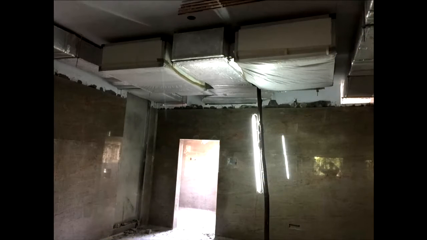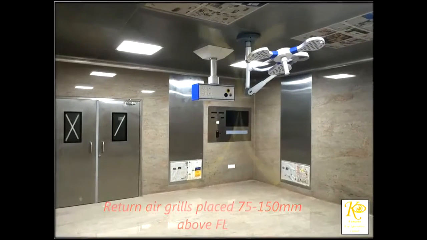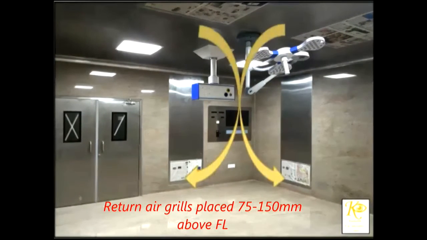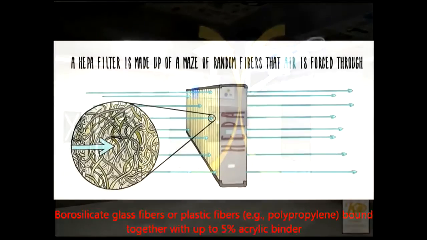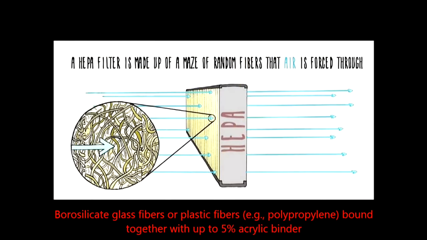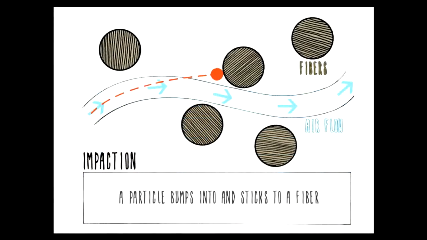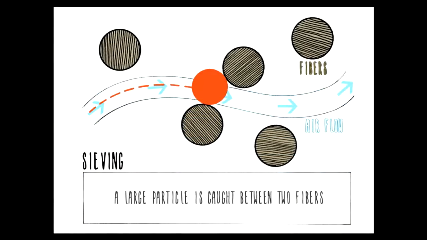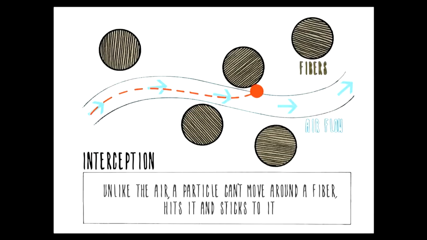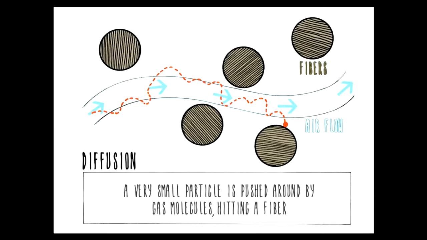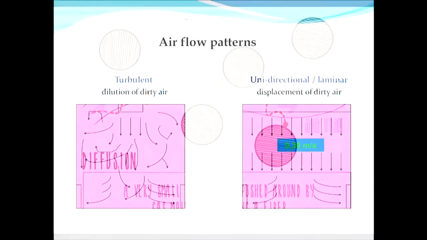This is the terminal laminar airflow, which is placed inside the theater and houses the 0.3 micron filter through which the air is sent inside. It leaves the theater through the return air grills, which are ideally placed around 150 millimeters above the floor level. To look into how the HEPA filter works, it consists of borosilicate glass or plastic fibers which are stuck together. The mechanism of action of these HEPA filters is basically four: interception, diffusion for the gases, and this is how the HEPA filter works.